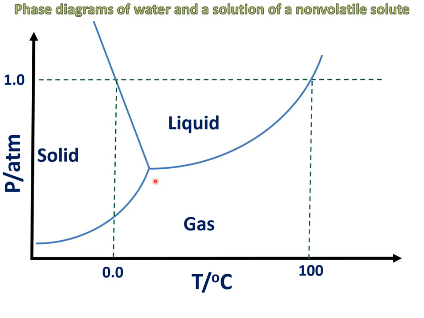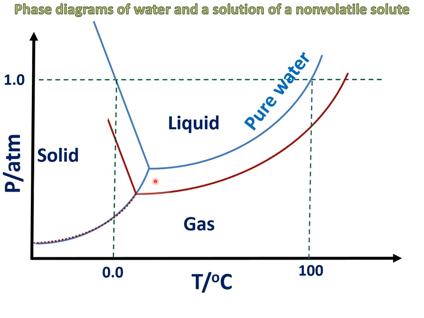As I said, the vapor pressure will be lowered for all temperatures, and that will shift the line separating the solid and liquid phases to the left. Okay? And this line between liquid and gas will also shift to a lower position. This is the new phase diagram for the solution of water and the non-volatile solid. Okay?